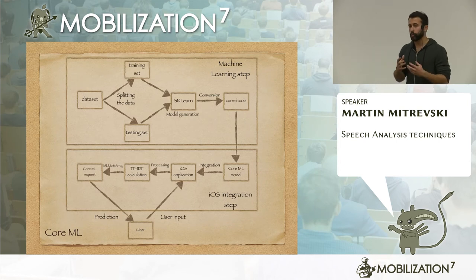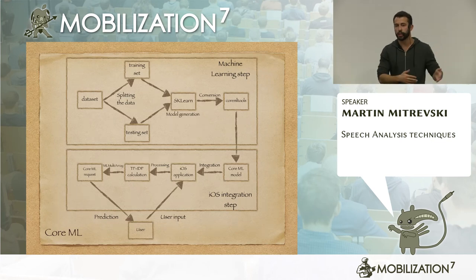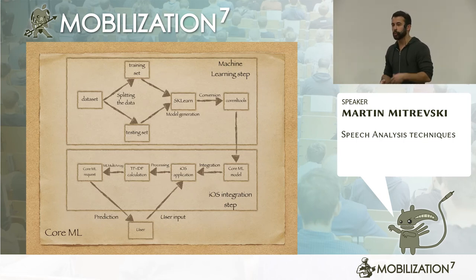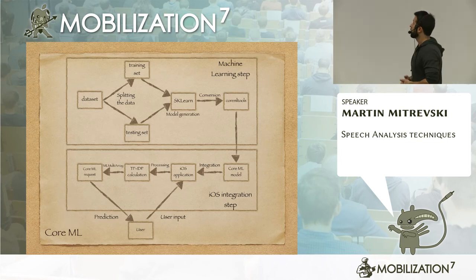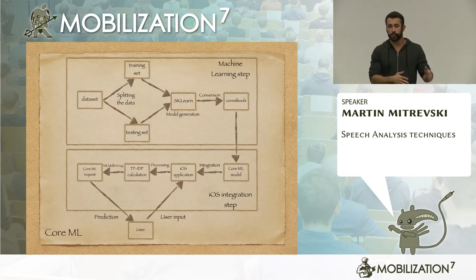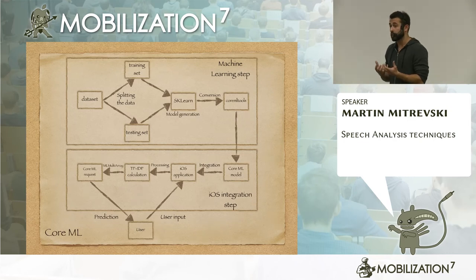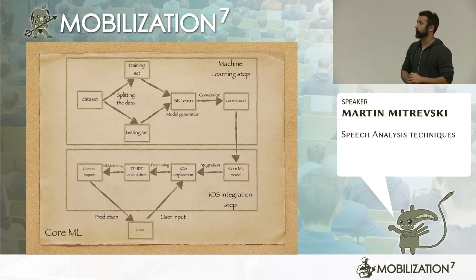So basically, Core ML model is the glue that connects these two different parts. On one hand, we have the machine learning part. On the other hand, we have the iOS part where we do the actual development of an application. When you integrate such a model in an iOS application, Xcode will automatically generate an interface to this class, so it will generate code, and you can directly just load the model and make predictions. So it's really easy for integration. The first step is the harder part here.